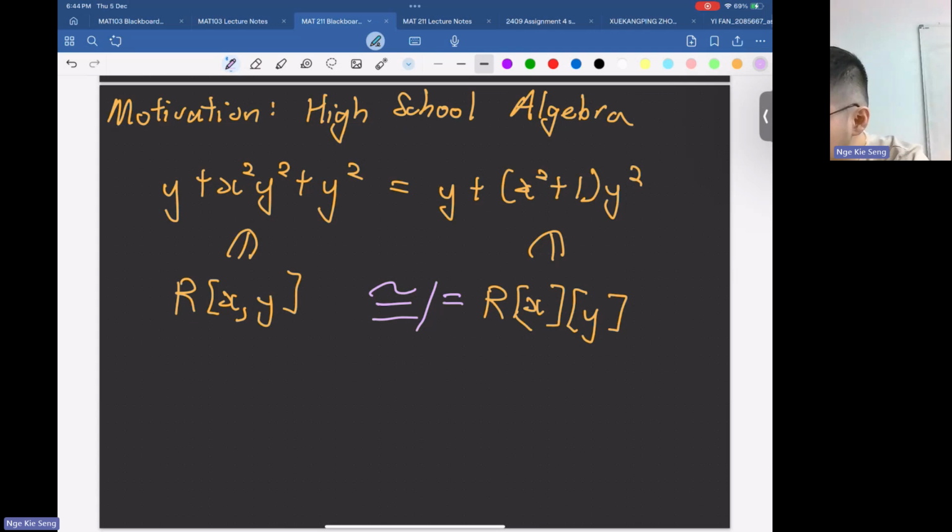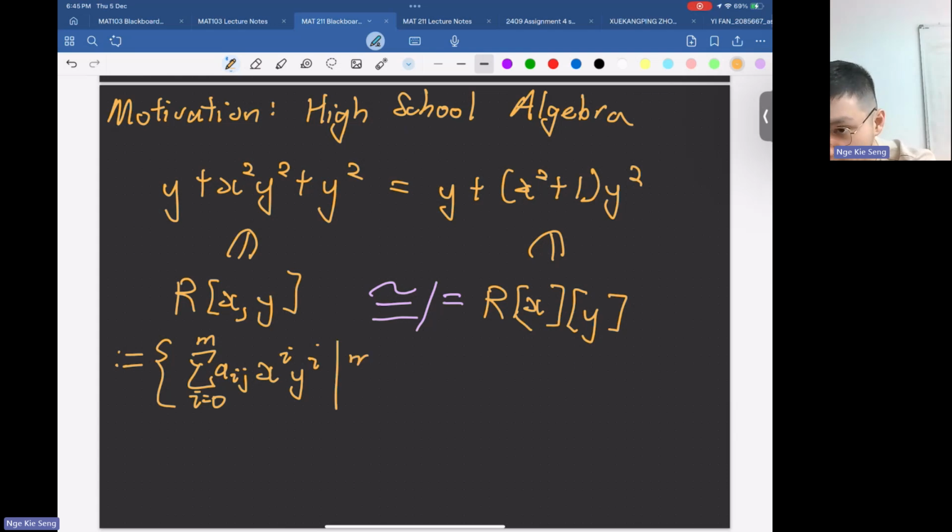So what's the difference here? To be precise, what is R adjoint x1 here? In step form, we will write these as a finite sum of x^i y^j, okay, with coefficient a_ij, such that m is greater or equal to 0. And then all these a_ij live in your ring R.